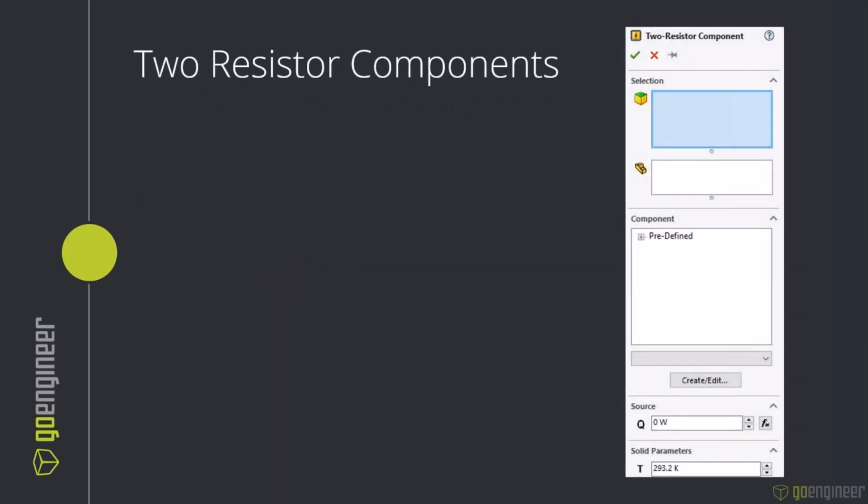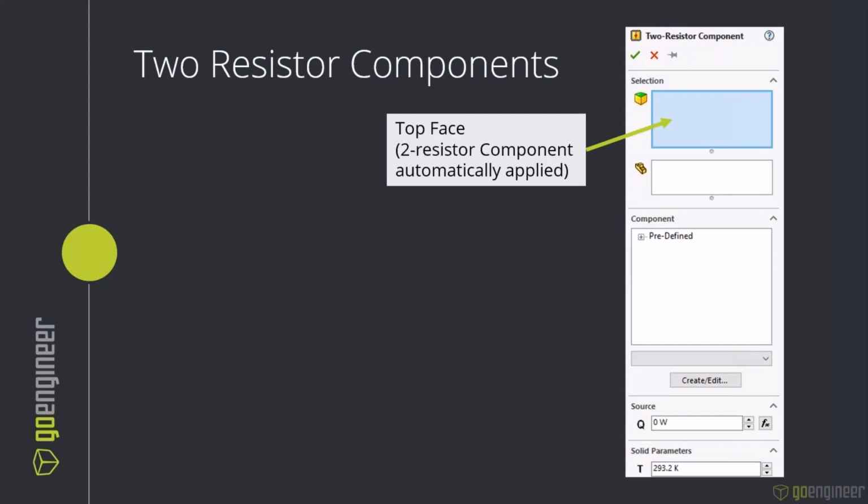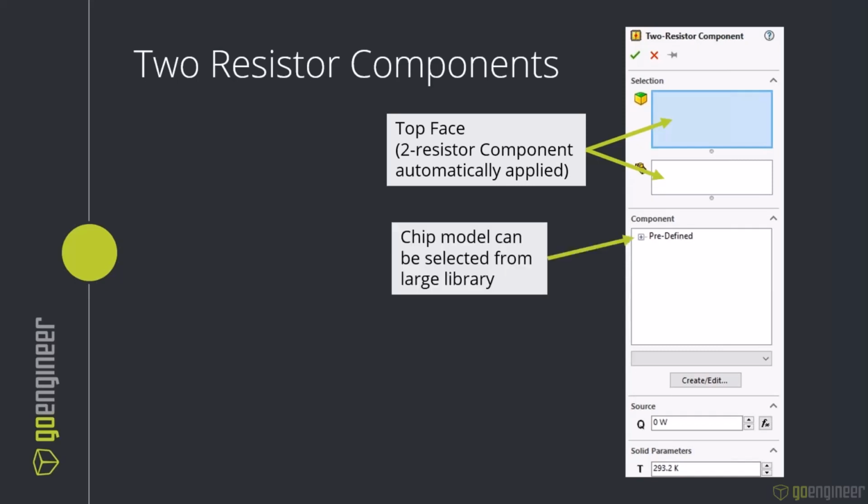The process for setting up a two resistor component is the same as we've seen. We select the top face in this case. When we do that, the two resistor component is automatically applied. So if we choose the face that we want to have as our hot face, it'll select that body as our component. And then we have a huge library of chips available that come with the electronics cooling module.